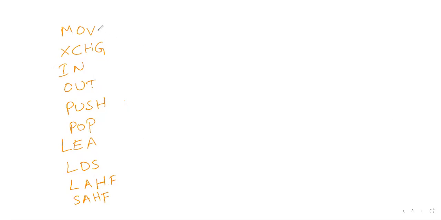Okay, so now move instructions we have already discussed. Now exchange instructions. What is the difference between move and exchange? For example, MOV AX, BX. Just one example: suppose AX is equal to 2500 hexa, BX is equal to 3500 hexa. Okay, this is before the instruction.